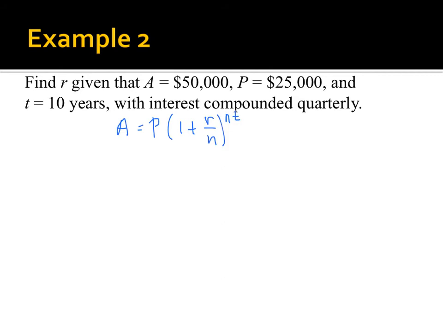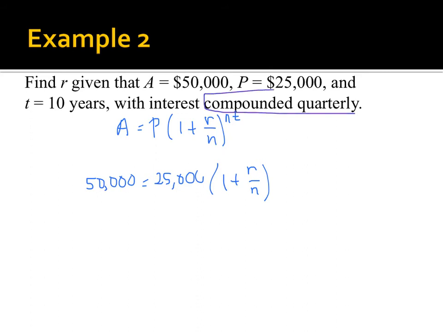Okay, so in this case, they told us that after 10 years, we'll have $50,000. We invested initially $25,000. They don't tell us what R is. That's what they want to know. So there's R. They tell us N is compounded quarterly. So compounded quarterly, when you see quarterly, this means N equals 4. And then our T is 10 years right here. So that'll be times T, times 10.